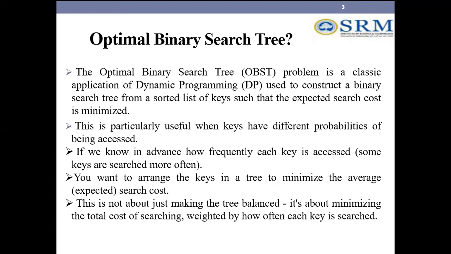input. You want to arrange the keys in a tree to minimize the average searching cost. So based on the probability of the search key value, we have to construct an optimal binary search tree to reduce the searching cost. And so we are making the tree balanced to reduce the searching cost.